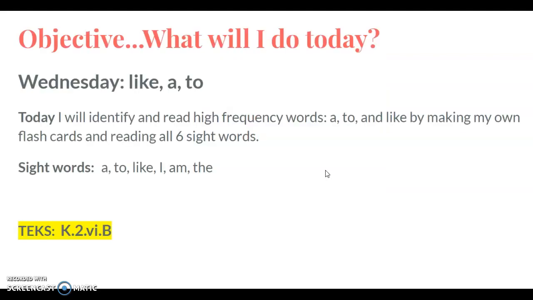Objective: what will I do today? Today, you're going to work with like, a, and to. Today, I will identify and read high frequency words a, to, and like by making my own flashcards and reading all 6 sight words. The sight words so far we have are a, to, like, I, am, and the.